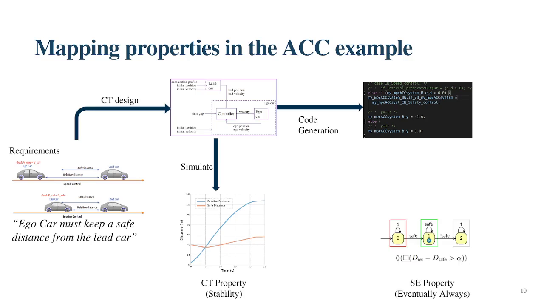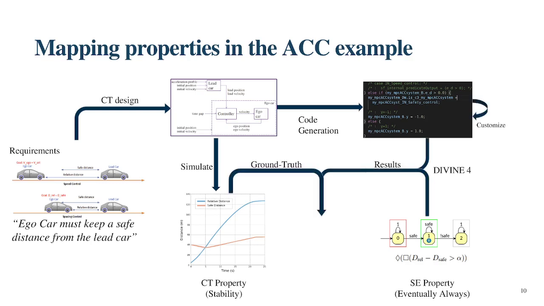At this point, we modeled the safety requirement as a stability property from the control theory side. From the software engineering side, we used the pattern eventually always safe, meaning that at some point of the program execution, the Eagle car will always be at a safe distance.